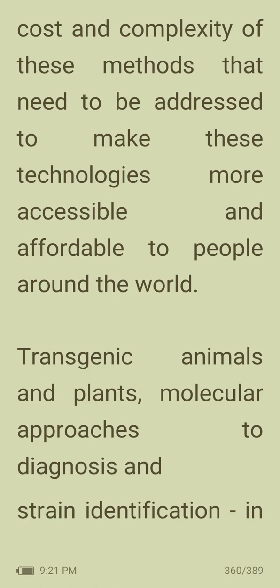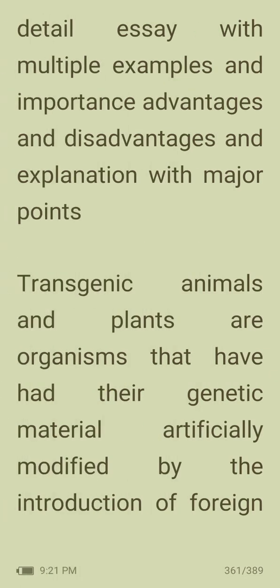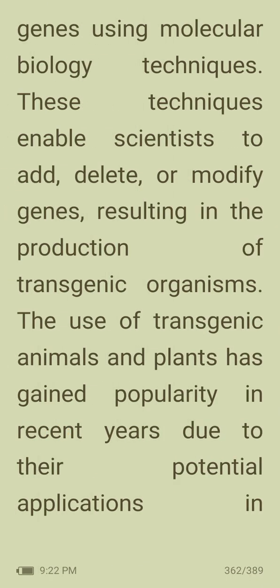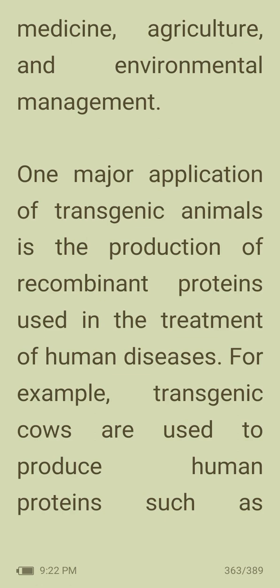Then transgenic animals and plants. Transgenic animals and plants are organisms that have had their genetic material artificially modified by the introduction of foreign genes using molecular biology techniques. These techniques enable scientists to add, delete, or modify genes, resulting in the production of transgenic organisms. The use of transgenic animals and plants has gained popularity in recent years due to their potential applications in medicine, agriculture, and environmental management.